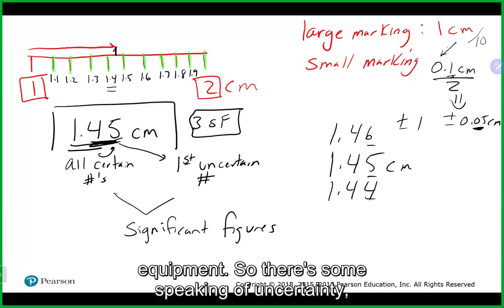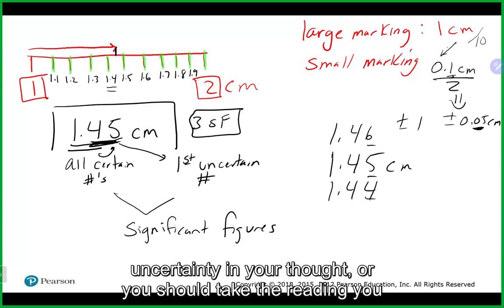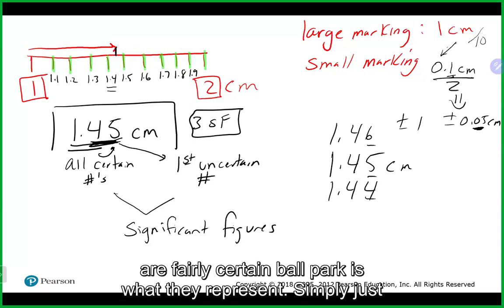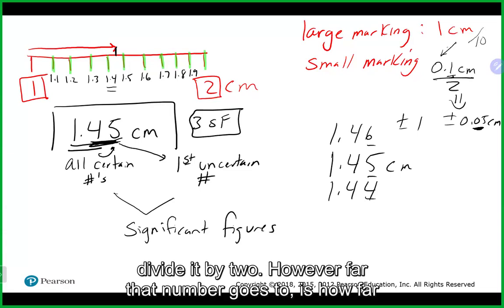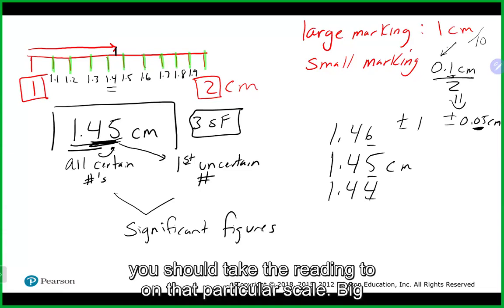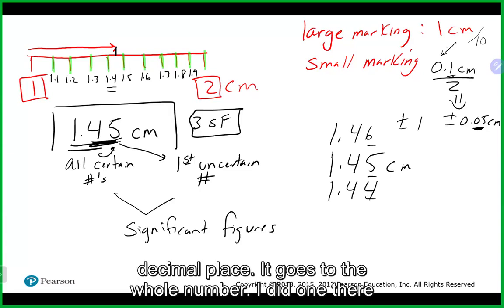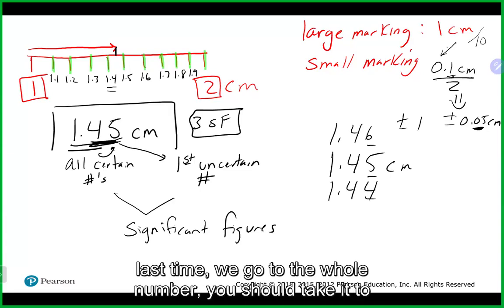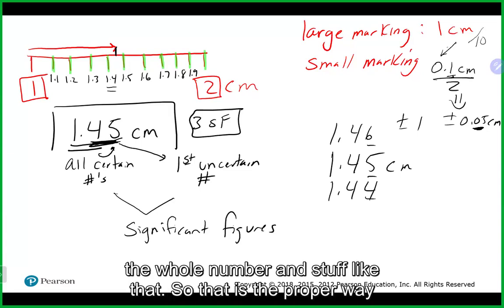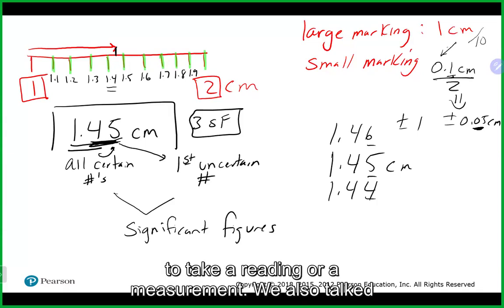So, speaking of uncertainty in how far you should take the reading, if you are fairly certain on the small markings and what they represent, simply divide it by 2. However far that number goes to is how far you should take the reading to on that particular scale. If it goes to 1 decimal place, then you should take it to 1 decimal place. If it goes to the whole number, I did one there last time, you should take it to the whole number. So that is the proper way to take a reading or a measurement.